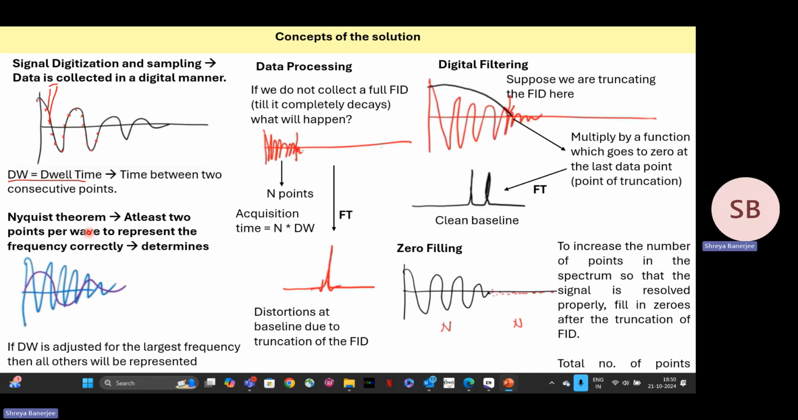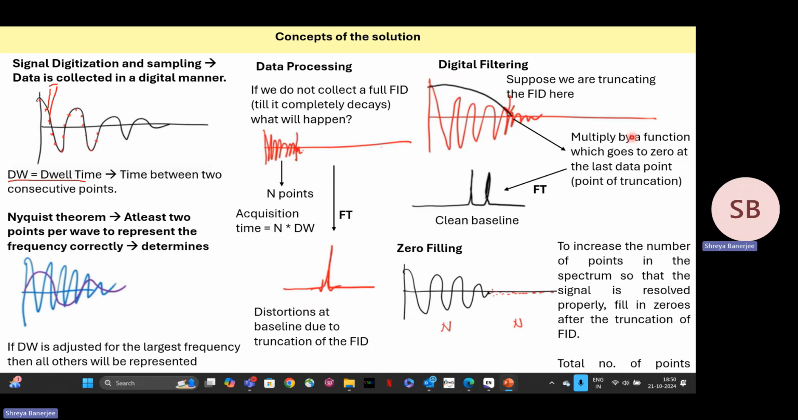Now, once we collect this FID by sampling at least 2 points per wave, suppose there is an error. We stop collecting the FID before it fully decays. You can see the FID is decaying, but before it has fully decayed, we have collected it. Then there will be some distortions in the baseline of the FID after we do the Fourier transform. In order to prevent this, there are certain techniques. One is called digital filtering. Suppose we are truncating the FID here, before it is fully going to 0, then we will get distortions in the baseline.